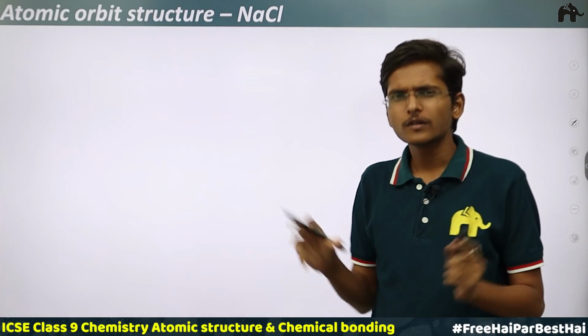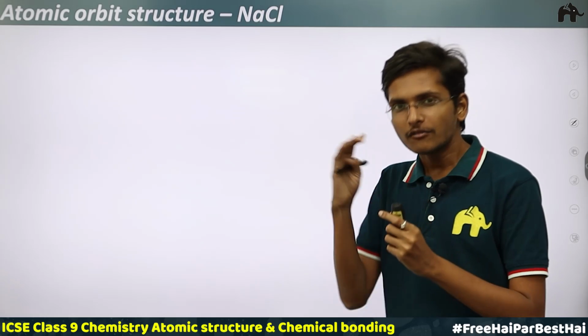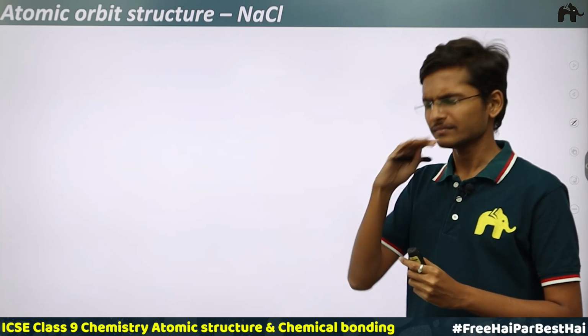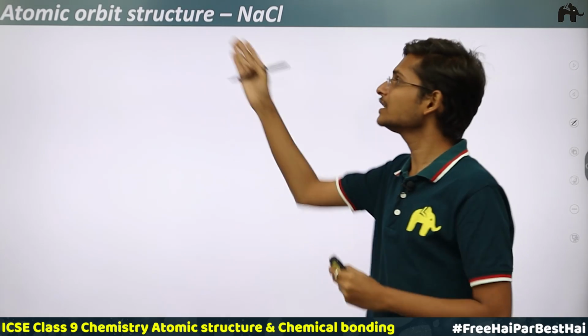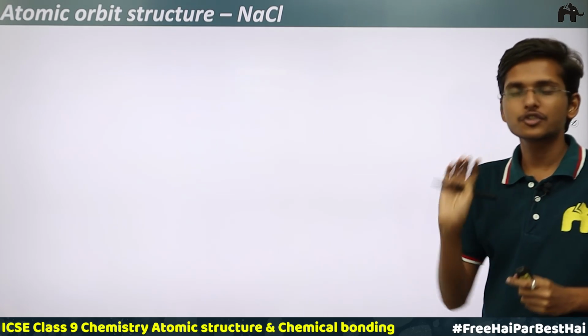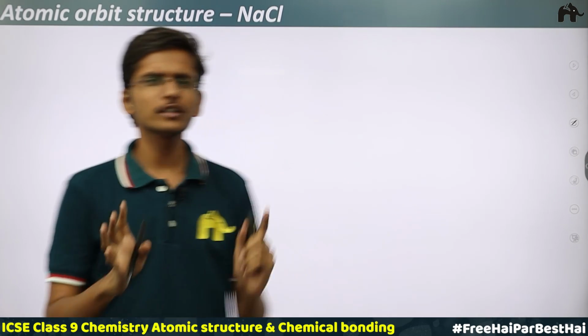Okay, so friends, now let's see how the ionic bond is formed, how an ionic compound is formed. We are actually going to see how NaCl is going to form. When we are going to see its formation, at that time we are also going to see the atomic orbit structure of NaCl as well, simultaneously.